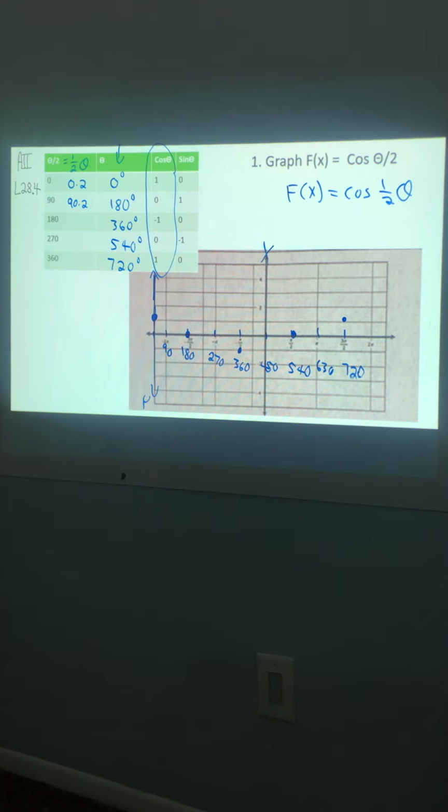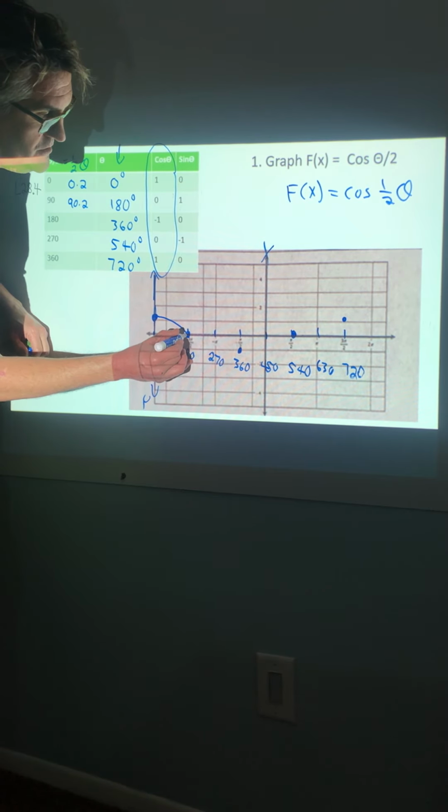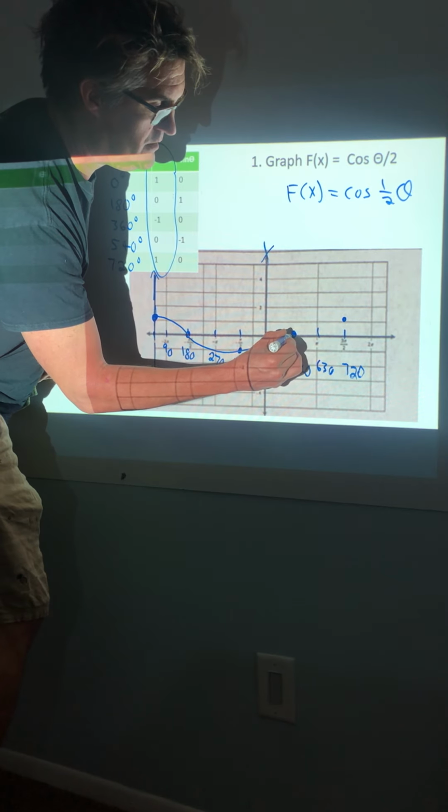Okay, look at those points there. There should be 5. 1, 2, 3, 4, 5. Yes. So it's 1, 0, -1, 0, back to 1. And look how that 1/2 just kind of stretched the graph out. Again, a good comparison is a spring. And you've just taken your cosine spring.